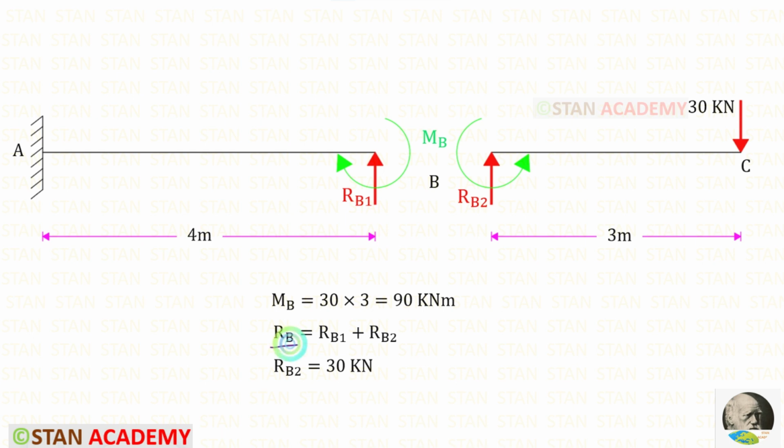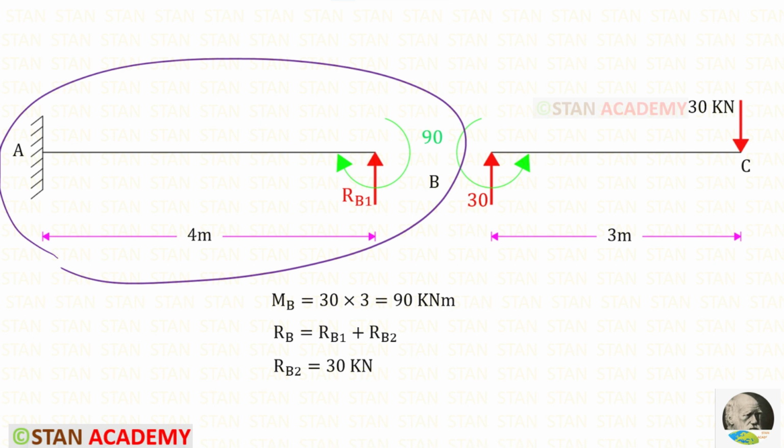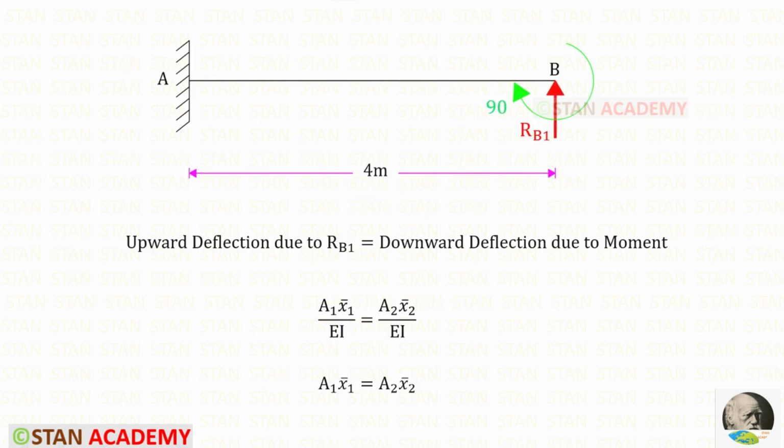To find RB, we have to add RB1 and RB2. We can easily find RB2. We know that the upward forces will be equal to the downward forces. So RB2 will be equal to 30. Now let us take AB and do the analysis and find RB1. We know that the upward deflection due to RB1 will be equal to the downward deflection due to the moment 90. In this case, we can use this expression. We know that EI is constant. We can eliminate that so that we will get this.